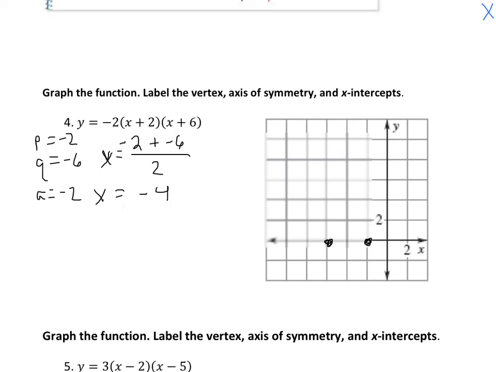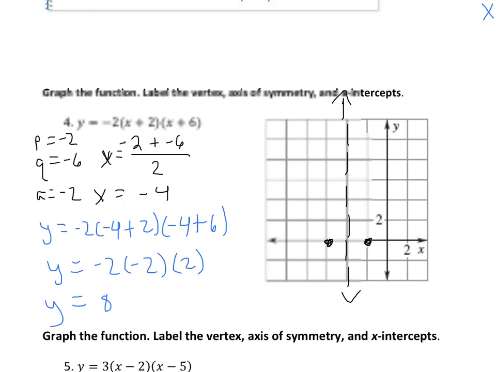And then plug that into the equation. Go ahead and evaluate that. You should get y equals 8. So go 2, 4, 6, 8. There we go. Let's take a look at another one.